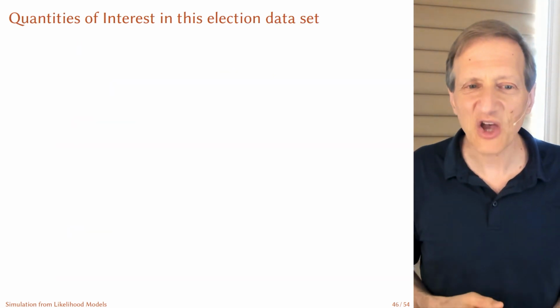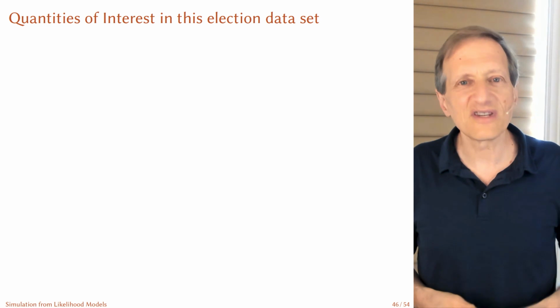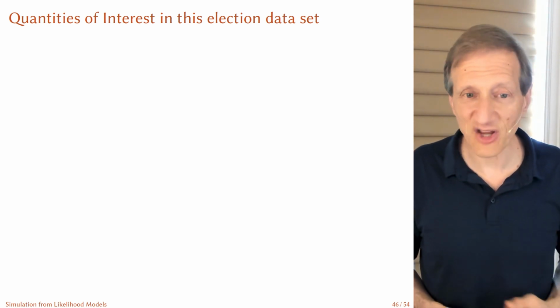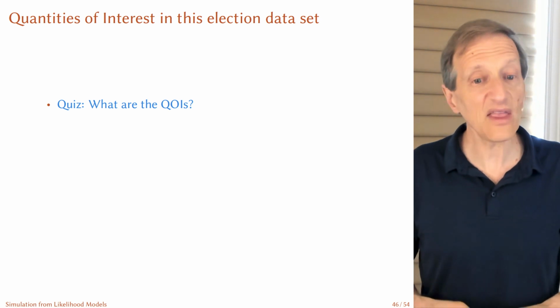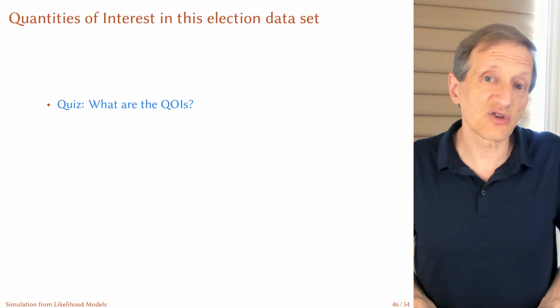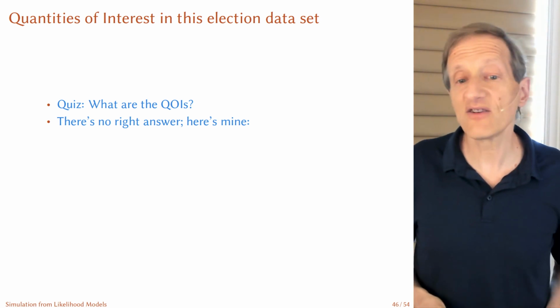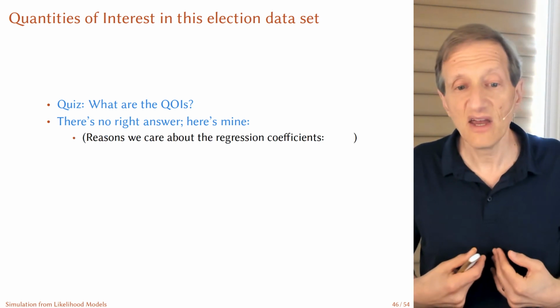Okay. So what are the quantities of interest in this election data set in order to figure out how the outcome of the election comes out? Well, what are the quantities of interest? What is it that we want to know? There's no right answer, okay? Here's the way that I think about it.